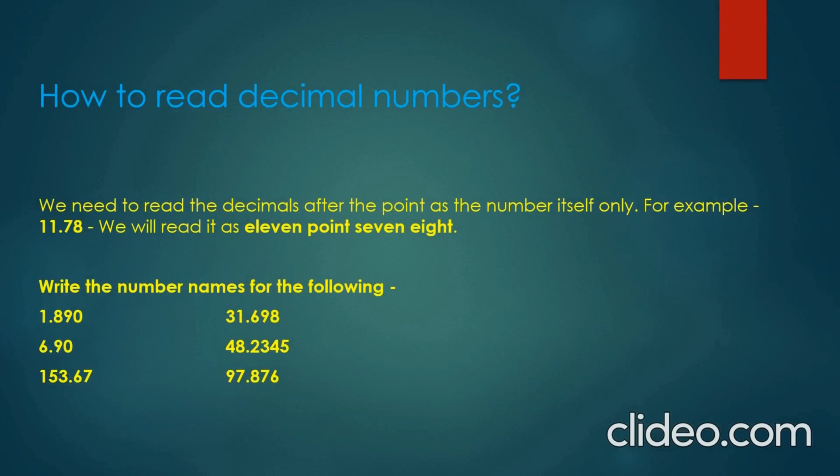How to read decimal numbers? We need to read the digits after the point as the number itself only. For example, 11.78. We'll read it as eleven point seventy-eight. Write the number names for the following.